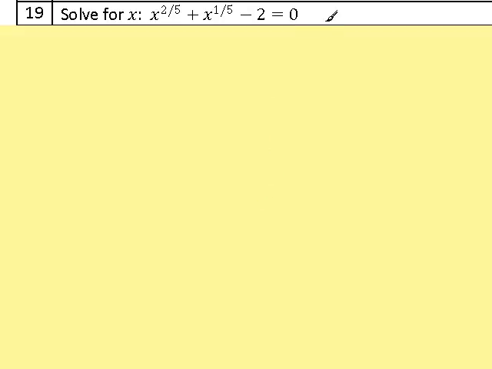Here is another quadratic-like equation. Notice when you square x to the 1/5, you get x to the 2/5. So we're going to put y equal to x to the 1/5, and write this as y squared plus y minus 2 equals 0.